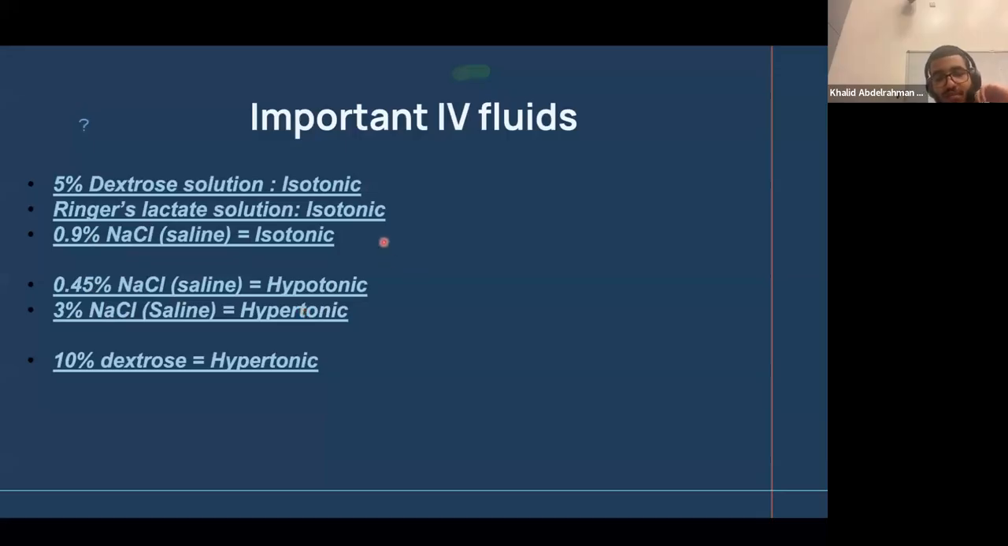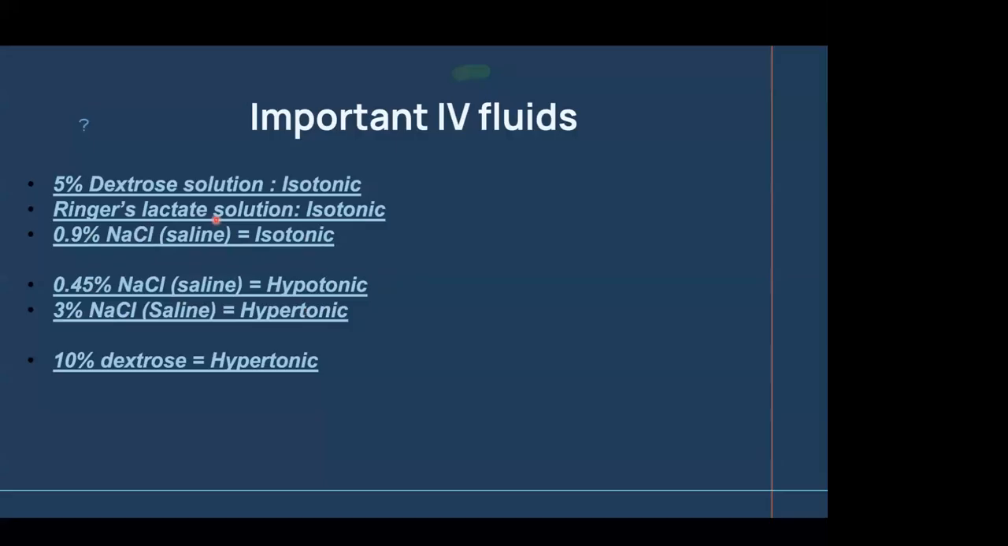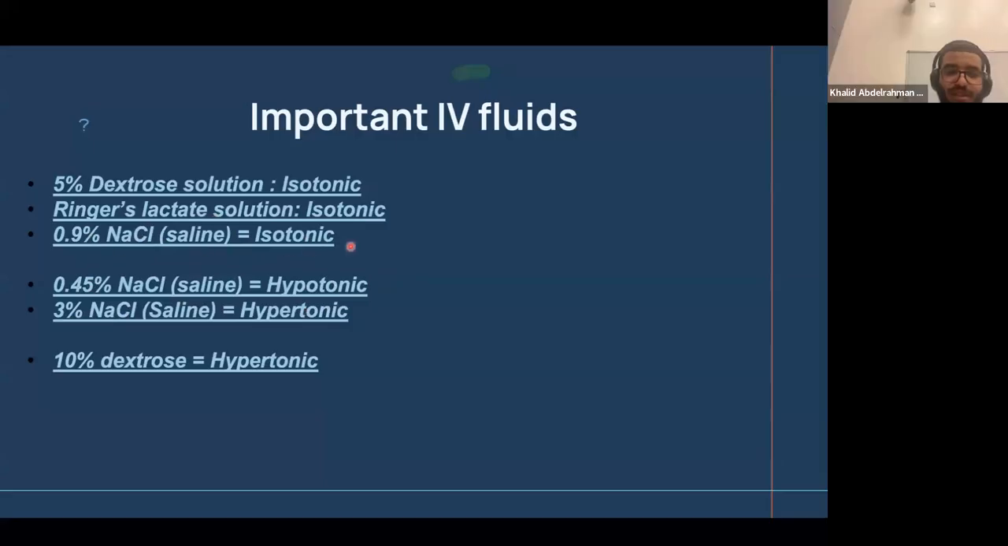And why is knowing these numbers so important? They'll ask you in the exam. A patient was given 0.9% saline solution. What changes happen to the body fluids, or where will water move? And then what will your answer be? No change. Water will not move because it's isotonic. And then they may ask you if he was given 0.45% saline solution, which is hypotonic, then what will your answer be?